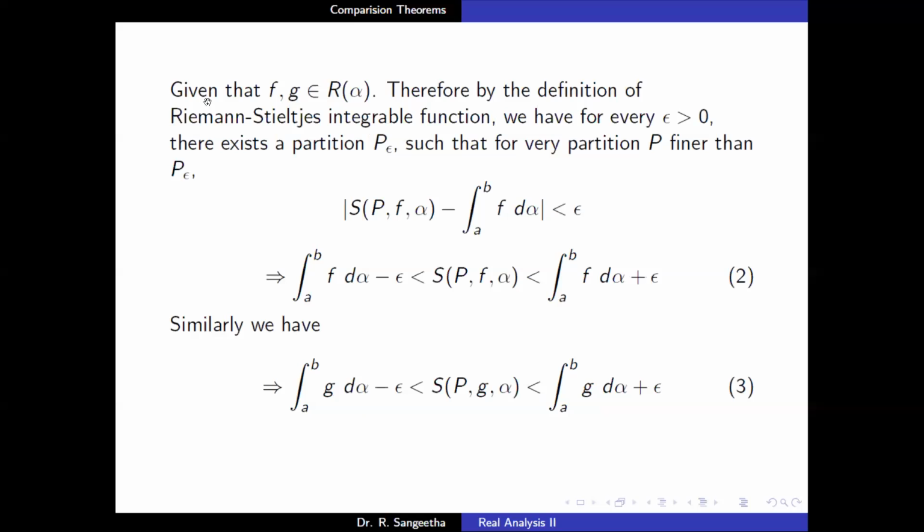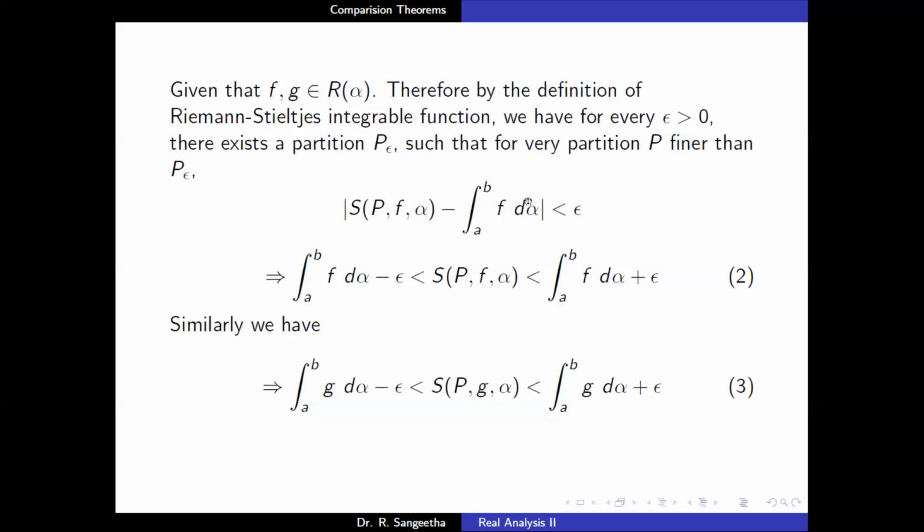Now we are given that the functions both f and g are integrable. So given that f, g belongs to R of alpha. Function integrable means what? Apply the definition of Riemann-Stieltjes integrable function. Therefore, by the definition, for every epsilon greater than 0, there exists a partition P epsilon such that for every partition P finer than P epsilon, modulus of S_P(f, alpha) minus integral a to b f d alpha is less than epsilon.